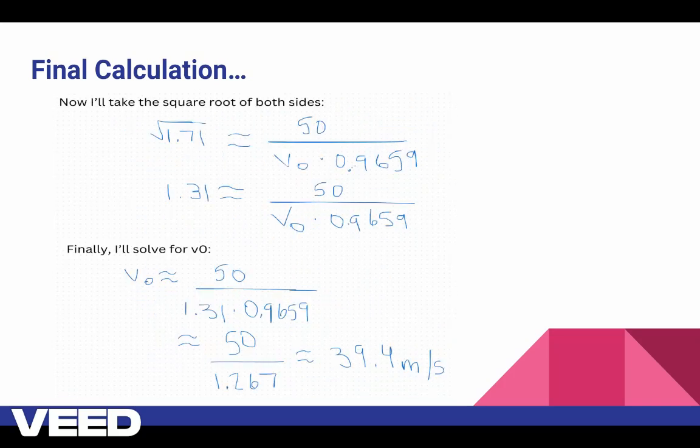And then continued on the next slide. Now that I have that, I have to take the square root of both sides. And then after I square rooted both sides, I needed to solve for the initial velocity. So I did 50 divided by 1.31 times 0.9659. And then I got my final initial velocity: 39.4 meters per second.